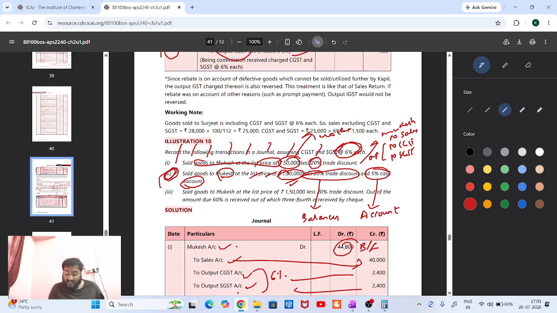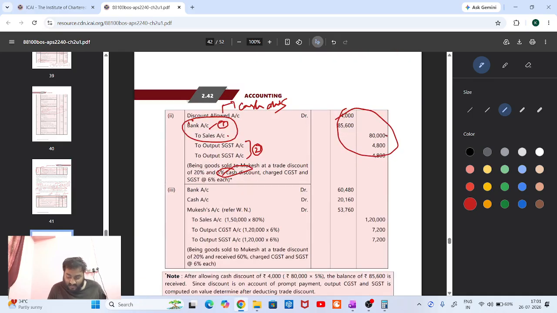Let's go to sales first. Sales and trade discount, which is 1 lakh minus 20%. 80,000 is the sale. This is the first amount. Okay, we got one clarity here. If we find this, we find this automatically. Output CGST, SGST at the rate 6%. Okay, these are done.